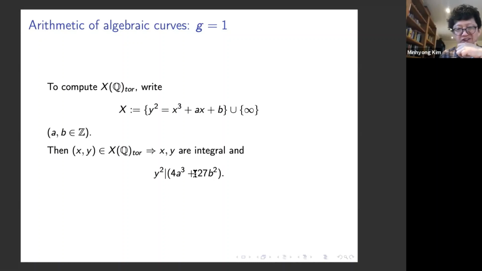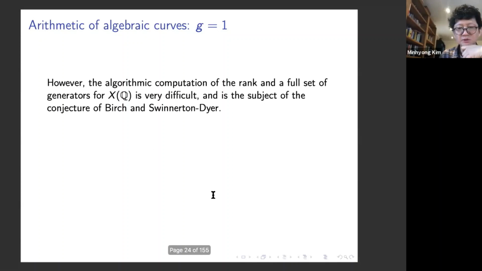So this is, of course, very easy to compute if you're handed an equation, right? So it's possible to check all cases and find the complete set of torsion points. This finite part is easy to find if you're presented with the equation. But the algorithmic computation of the rank, that r in the Z to the r, and a full set of generators for this infinite free part is very difficult. And this is the essence of the conjecture of Birch and Swinnerton-Dyer.